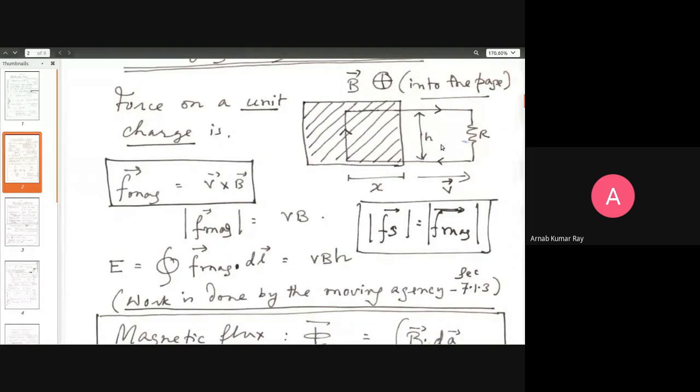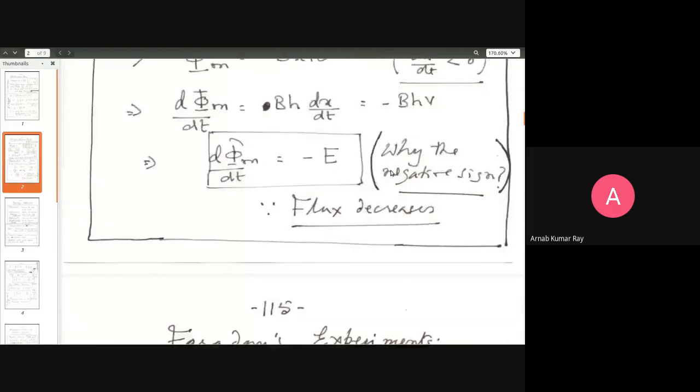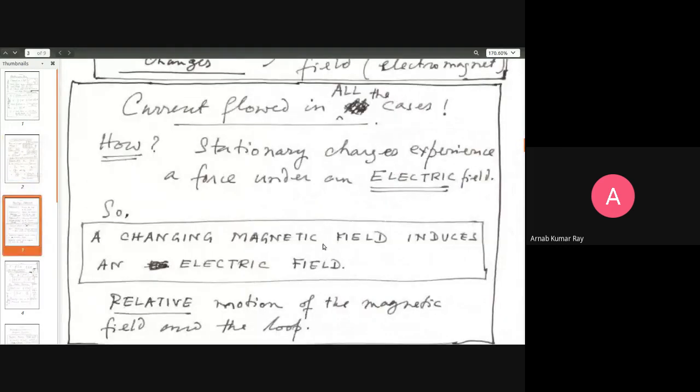But the current shouldn't happen because the wire is untouched, the charges are static. What is causing the movement of static charges? Of course, it has to be an electric field, but you are not producing any electric field in the neighborhood. No, you're not. Or yes, you are. How? You are producing the electric field by changing the magnetic field. That is the important conclusion of Michael Faraday, that a changing magnetic field will induce an electric field.